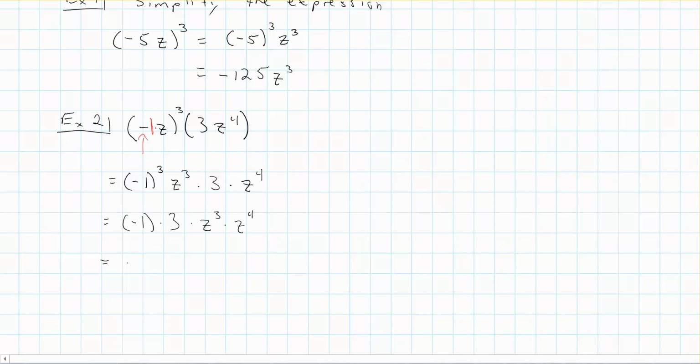Now we just finish this out. Negative 1 times 3 is negative 3. Of course, what do I do to the 3 and 4? Well, the property says I should add those. So this would be z to the 7th power.